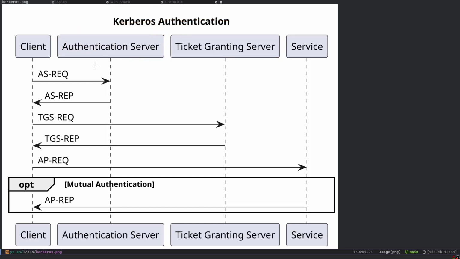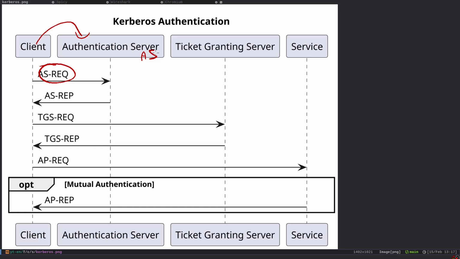I'm going to give you a high-level overview of what happens, and then I'm going to go into details over each single message. The first message that is sent is the AS-REQ between the client and the authentication server. In this message, the client wants to say, look, I want to enter the Kerberos realm, the Kerberos context, give me a TGT.